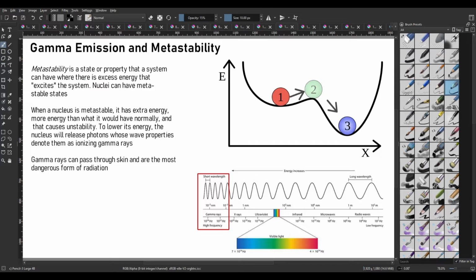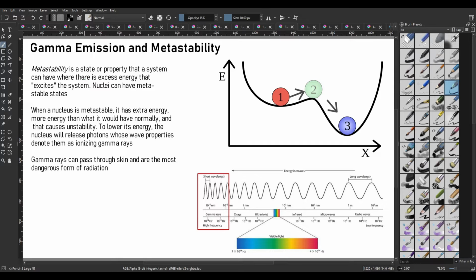So now that we've discussed alpha decay and both types of beta decay, we're going to move on to gamma emission and metastability. So let's read what this says. Metastability is a state or property that a physical system can have where there's excess energy in the system that excites it. Nuclei can have metastable states.